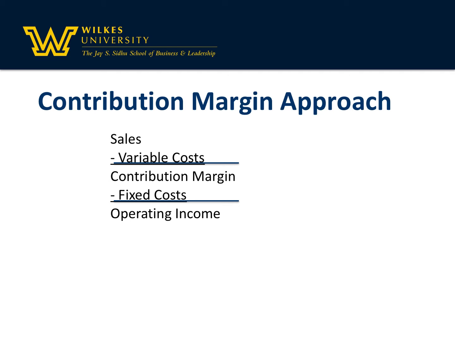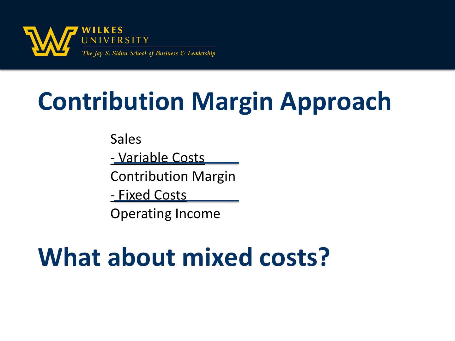As in the formal income statement, we start with sales. An income statement with the contribution margin approach is to have sales less variable costs to arrive at the contribution margin. From there, you subtract fixed costs to determine operating income.